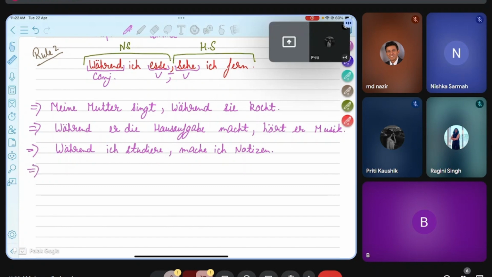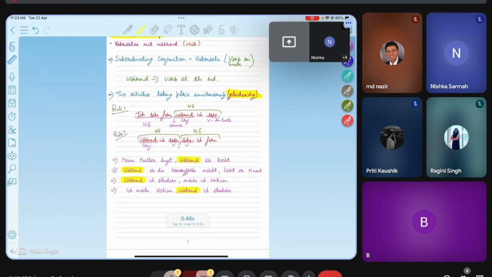Last one, quickly. I make notes while I study. Ich mache Notizen, während ich studiere. Yeah, right. Is that clear?